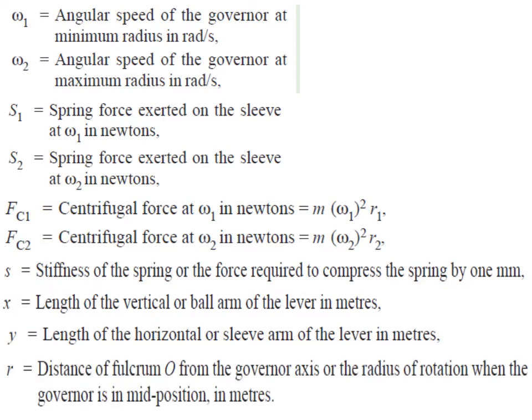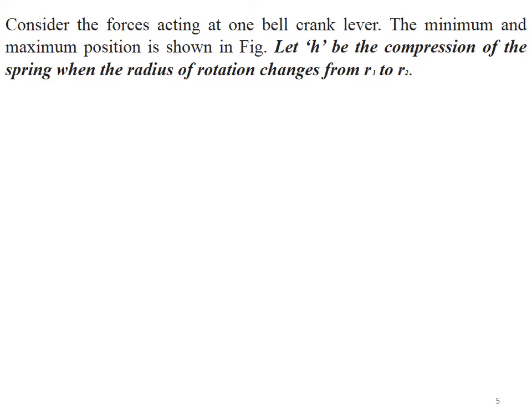So what is small r? It is the distance of fulcrum O from the governor axis, or in simple terms, it is the radius of rotation in equilibrium position or in its mid position. R is the radius of rotation at its mid position. So now we'll start with the derivation.